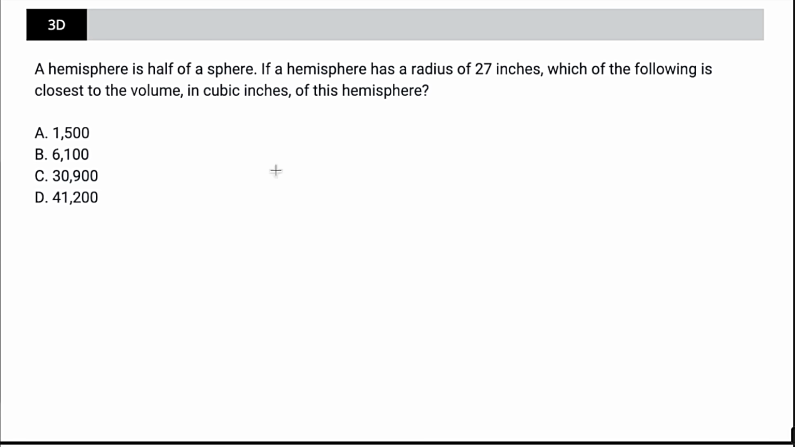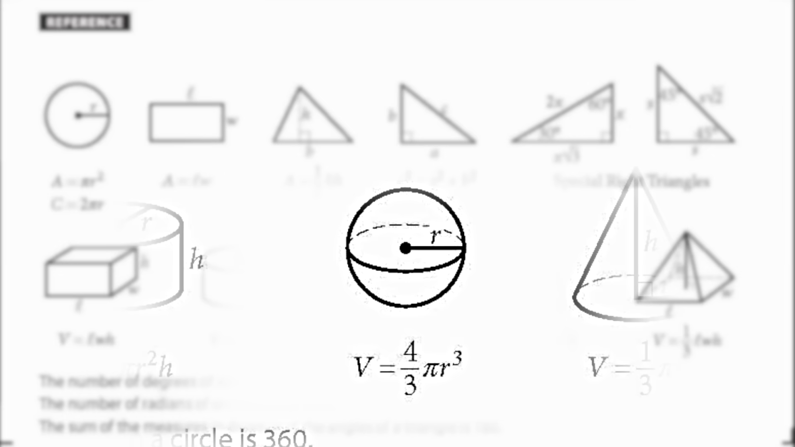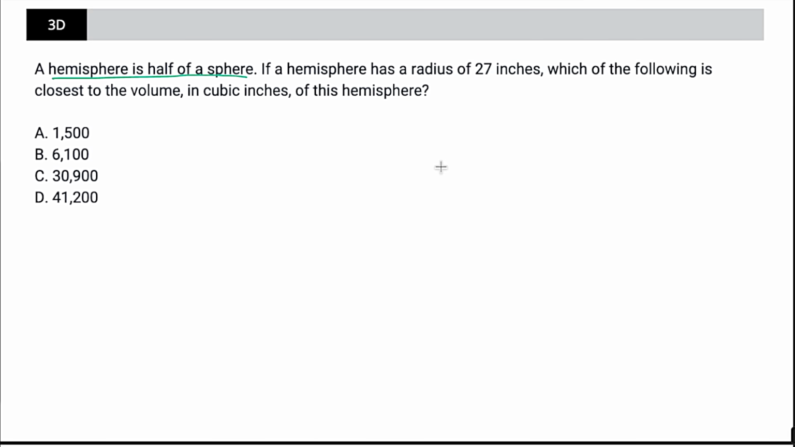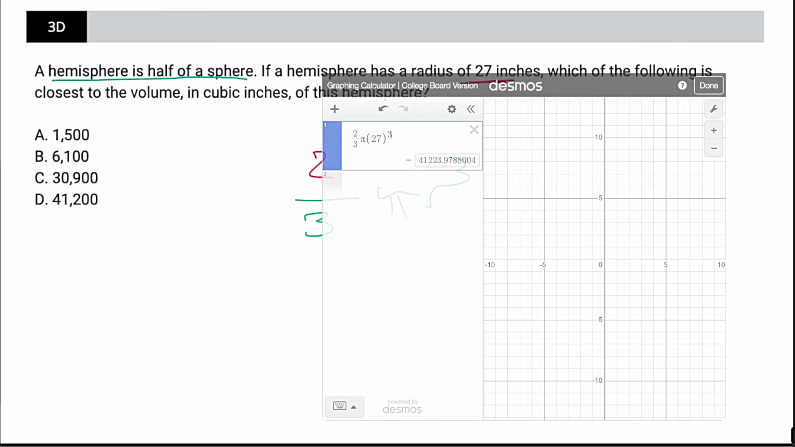Here's another one, and I certainly don't have a hemisphere memorized. And if we go to the cheat sheet, they don't give us a hemisphere. So what the heck are we supposed to do? Well, they give us a sphere, and it tells us a hemisphere is half a sphere. So let's just take that sphere formula and cut it in half. Instead of 4 over 3 pi r to the third, we'll cut it in half and make it 2 over 3 pi r to the third. And again, we know that our radius is 27, so let's just throw that into Desmos. Boom, 41,000 or so. Our answer is choice D.